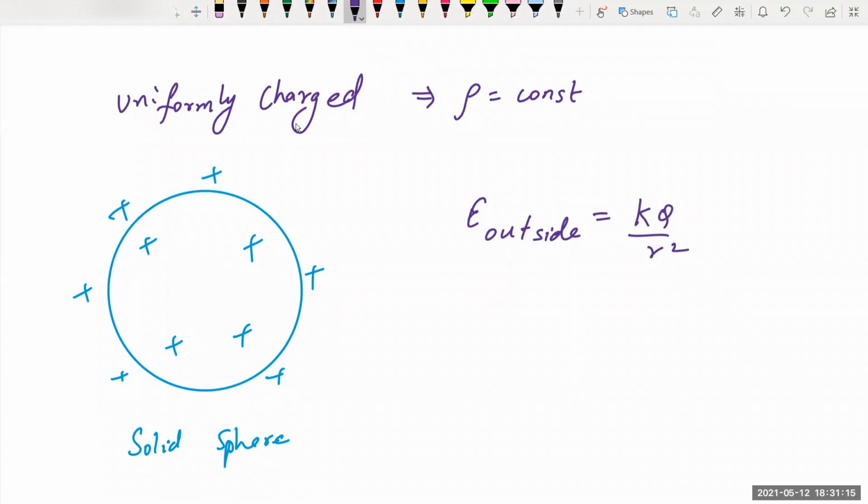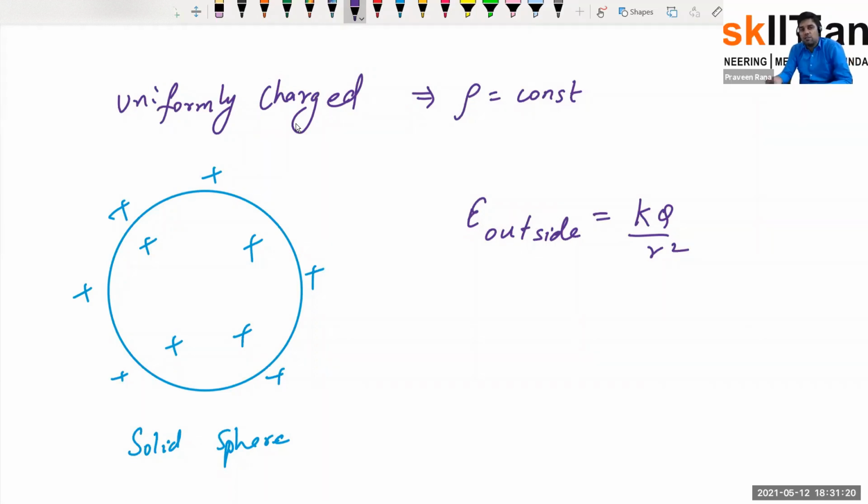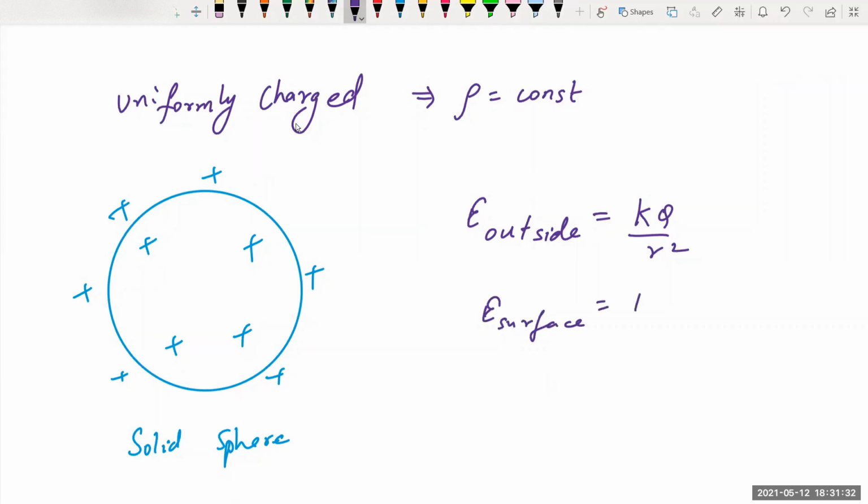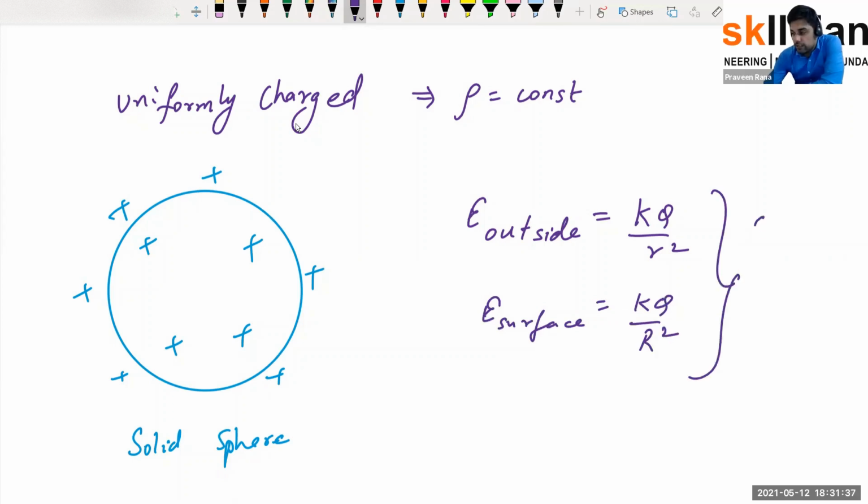The question can be changed. It can be like half of the sphere is charged positively, half of the sphere is charged negatively. Then you will have to solve it by a different approach. But generally, that would be the case. Now, what will be the value of electric field on the surface? KQ divided by radius squared. Exactly. So these two quantities will be the same for all spheres.